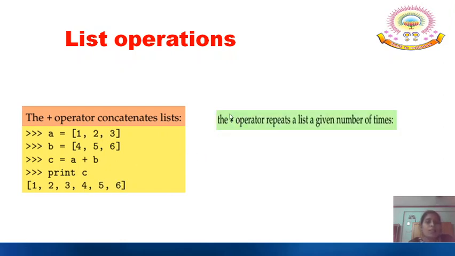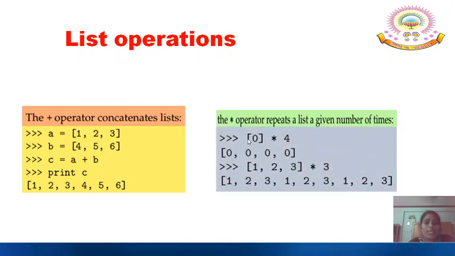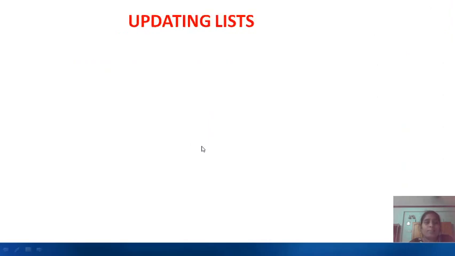If you are using the star operator, it will repeat a list the given number of times. So let us suppose 0, I want to repeat this 0 4 times. So it will be printing 0, 0, 0 and 0. And here there is a list 1, 2, 3 and I want to repeat this list 3 times. So 1, 2, 3 first time, 1, 2, 3 second time, 1, 2, 3 third time. So 3 times it is printing the same list of elements.